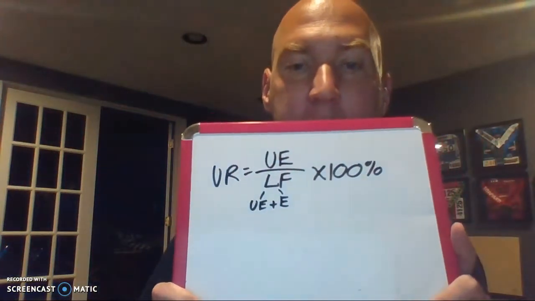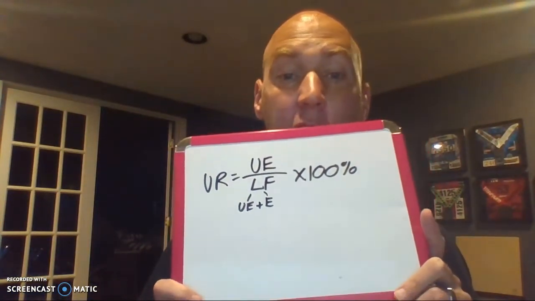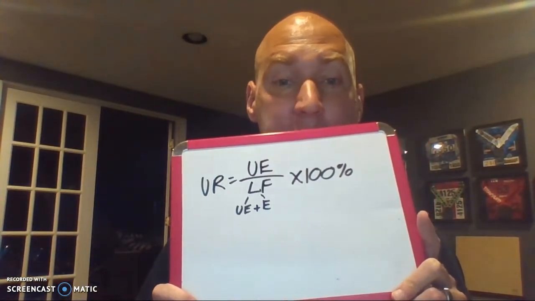Calculate the unemployment rate. Remember, unemployment rate is number of people unemployed divided by the labor force times 100%. Now remember the labor force, and these are the formulas that you should be writing down on a note card or a piece of paper. They will come in handy in a month, or 3 weeks, with the AP test. So labor force is all the unemployed people plus the employed people.